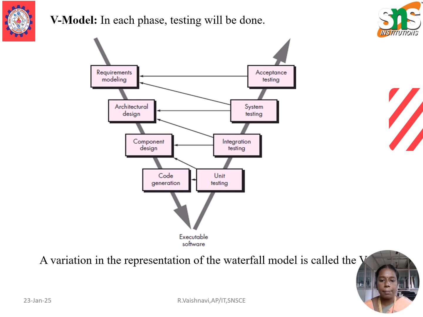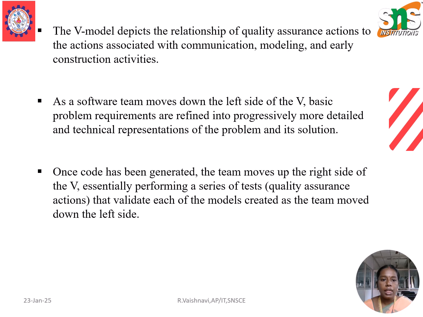The variation in the representation of the waterfall model is called the V model. The V model depicts the relationship of the quality assurance actions to the actions associated with communication, modeling, and early construction activities. As the software team moves down the left side of the V, basic problem requirements are refined into progressively more detailed and technical representations of the problem and its solutions.